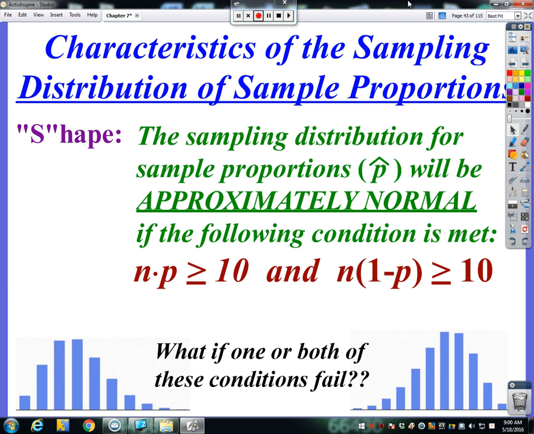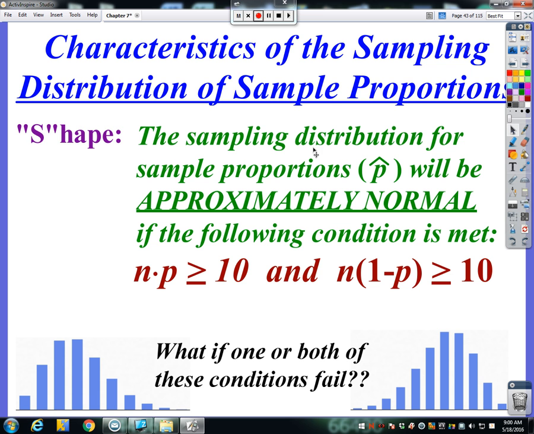The main thing I want you to get right now is that proportions and means are both unbiased estimators that we talked about in video 2, and that's the main reason why we're going to focus our attention on sampling distributions of sample proportions and sample means: because they are unbiased estimators. So first, the shape of a sampling distribution of sample proportions.